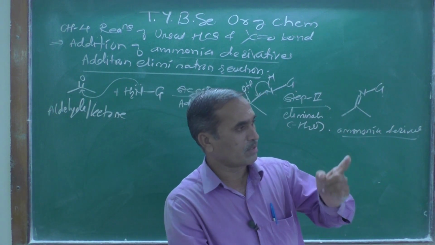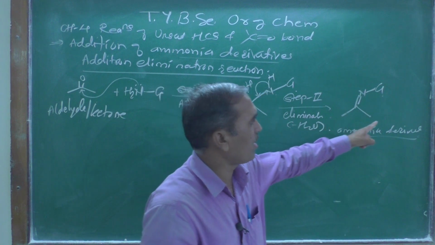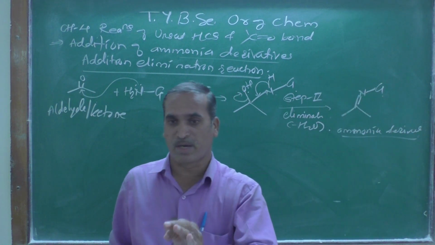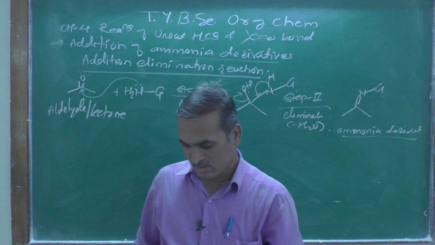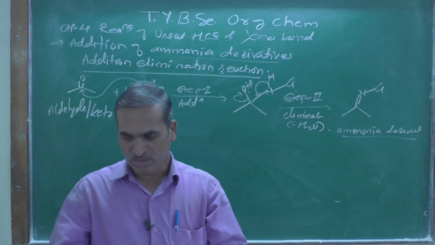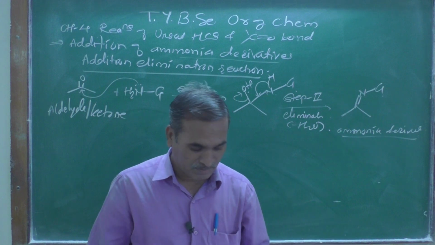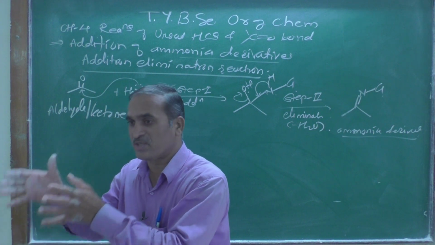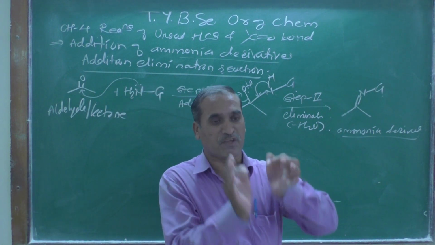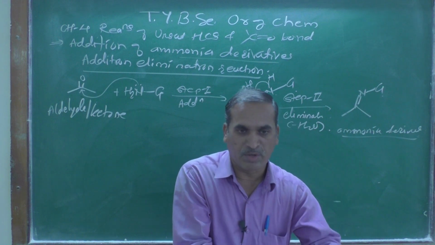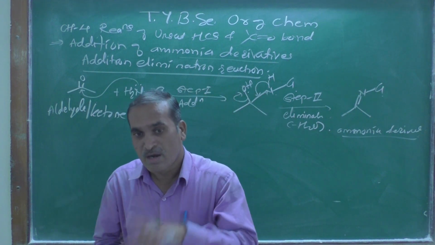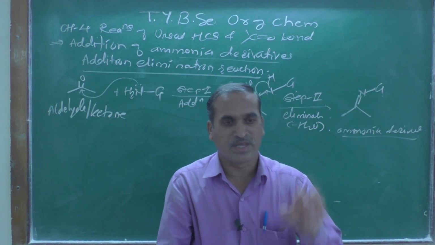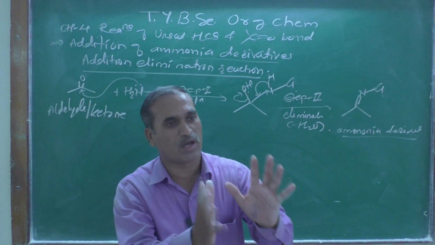But here, these are ammonia derivatives, and the bond formed is a carbon-nitrogen double bond, a hetero bond, and that's why they are very sensitive to pH. Now what are the major differences between the ammonia derivatives and the general preparation? Number one, remember, whatever derivatives are formed are always in solid form.